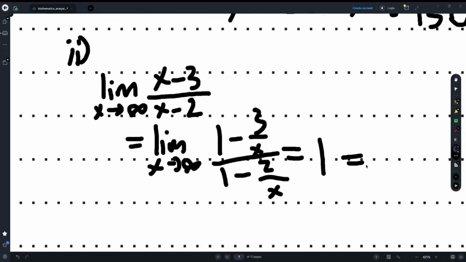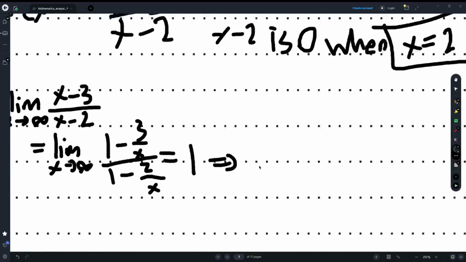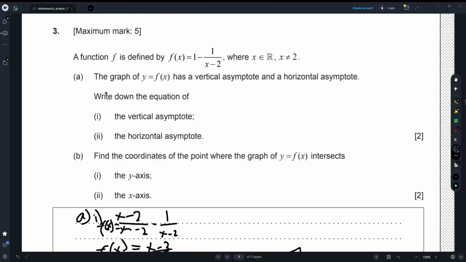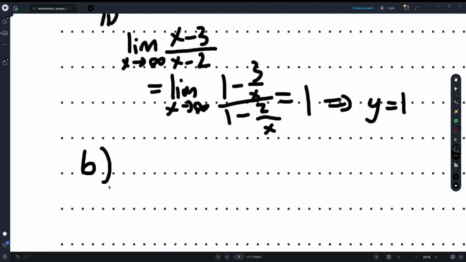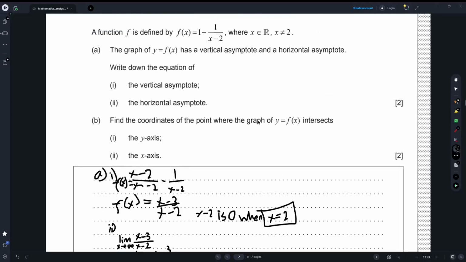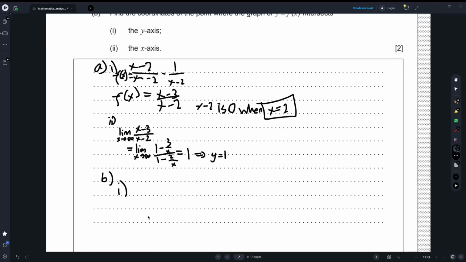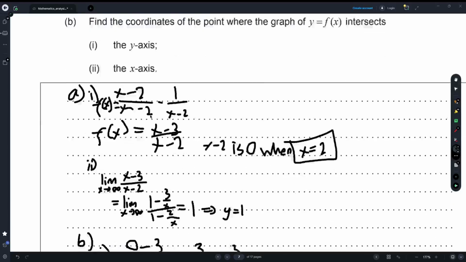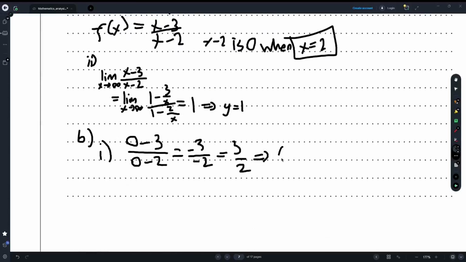So the equation is y equals 1. Okay, perfect. The next step here, they want us to find the y and x axis intercepts. For the y axis, when it intercepts the y axis, x will be 0, so we just have to sub in 0. We get 0 minus 3 over 0 minus 2, the minuses cancel out, 3 over 2. So the coordinates here will be 0, comma 3 over 2.